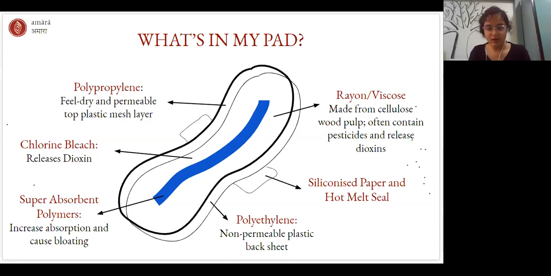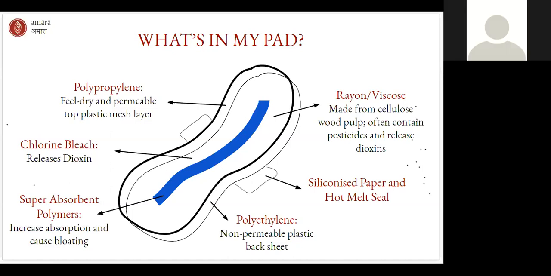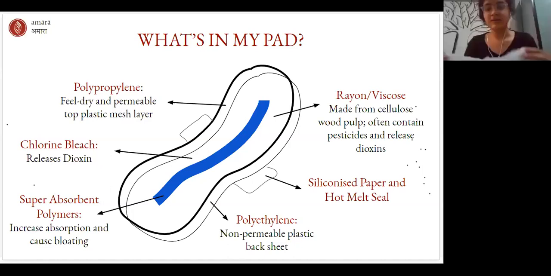Now let's talk about the topmost and the bottommost layer of the pad. This is a pad that we broke apart a while back. This side, if you can see, is a woven mesh. It's basically like a net, and it's permeable so the blood can go through. And this is the bottom layer, which sticks to your underwear and is non-permeable, meaning that it would make sure that nothing leaks through. These two are made from polypropylene and polyethylene, which are basically again plastics and again not degradable. You can also see that on the screen.